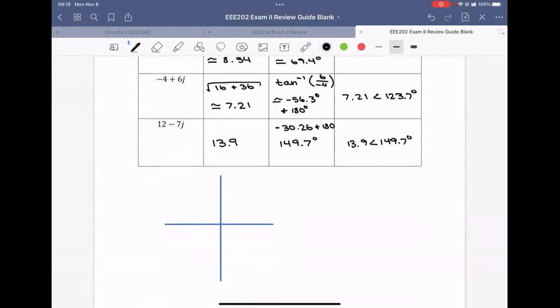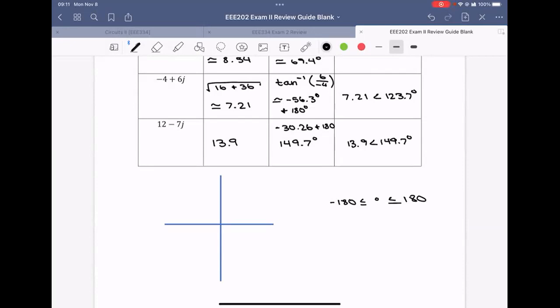So always make sure to use the degrees and try to keep your angles relatively between negative 180 and 180. So if it was like negative 190 degrees, add 180 to it, so you get negative 10.